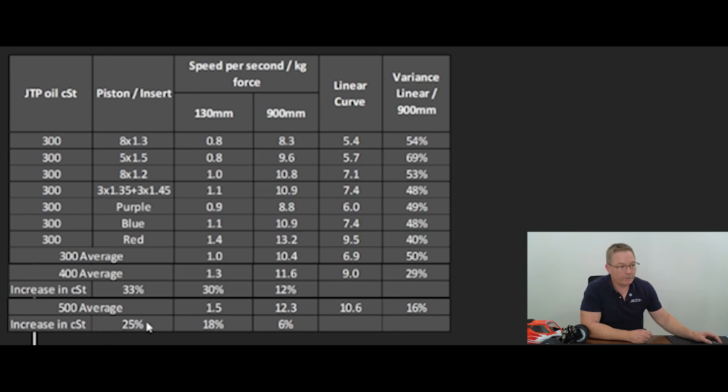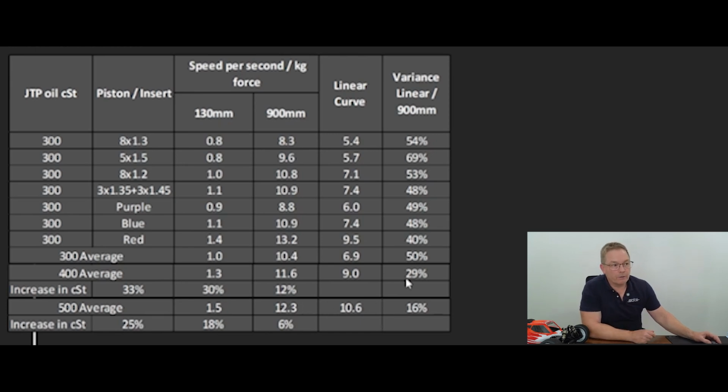500 now, 25% increase, 18% increase in the 500. Still okay, I'm happy with that. There can be other factors at play here, but here we don't get the same return. So we're getting a reduction in return again at the high speed.